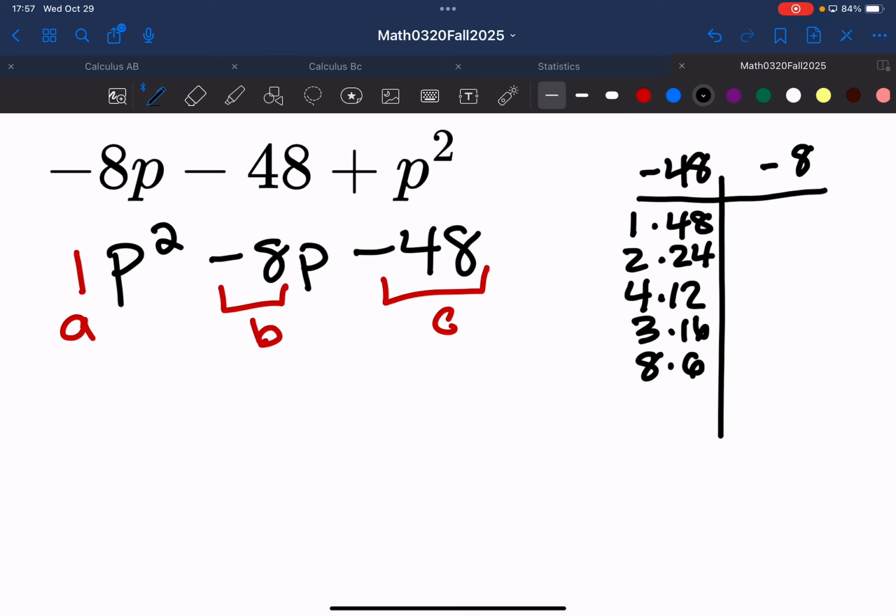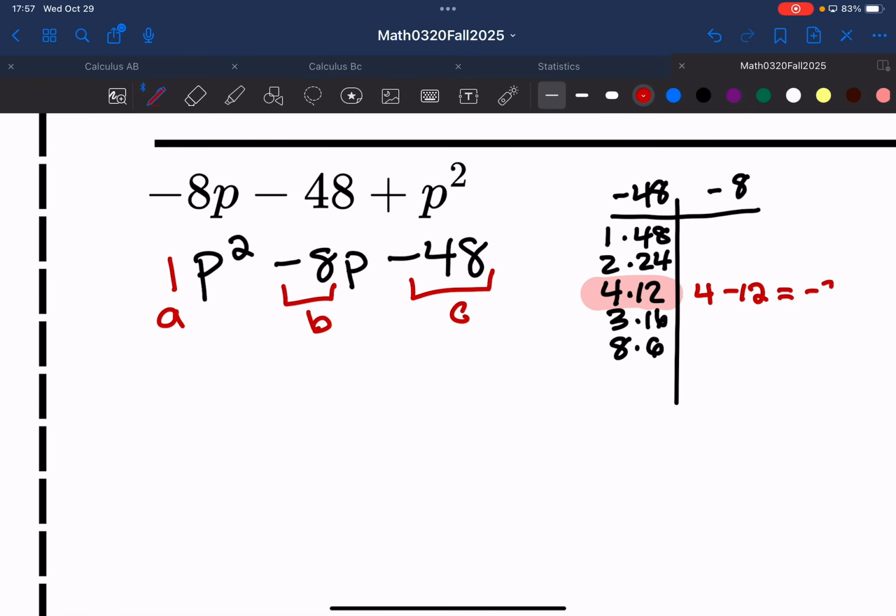Okay, so looking at those, we know one of them has to be negative. Okay. 4 and 12. So it's going to be these ones right here, because if we try to add or subtract any variation of the other numbers, we're not going to get to 8. The only one that will work is if we do a positive 4 and a negative 12 will give us a negative 8. Okay, so we're using a positive 4 and a negative 12.